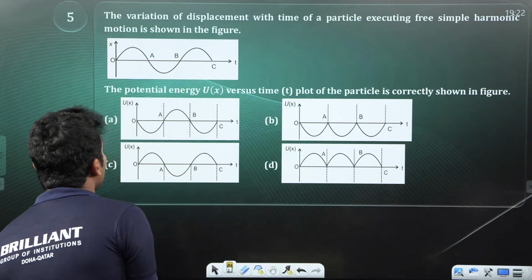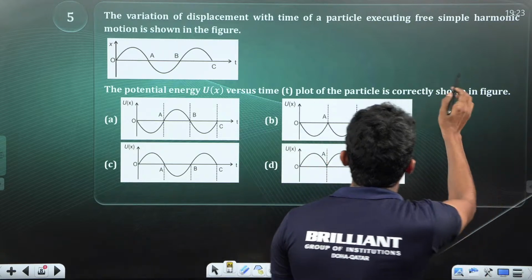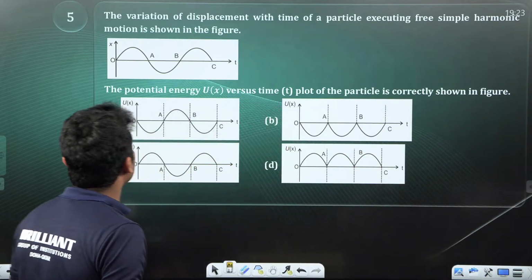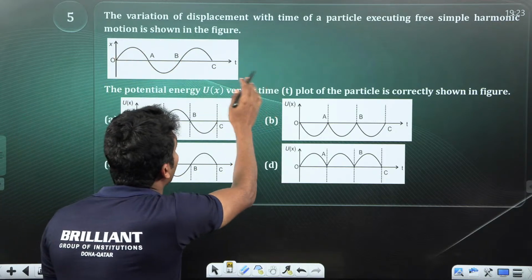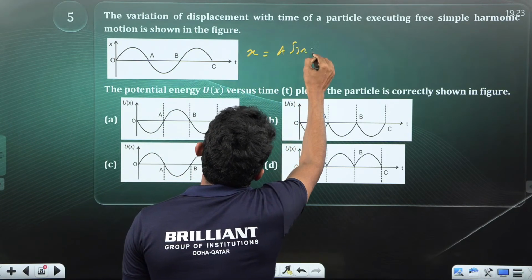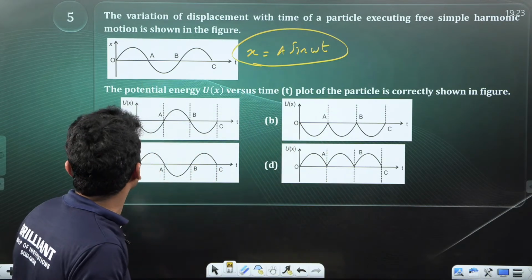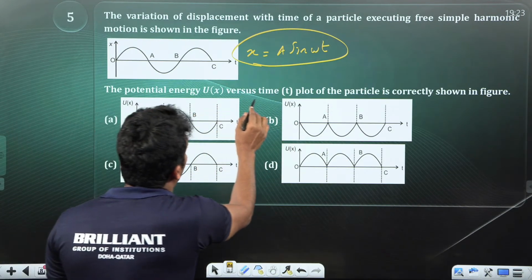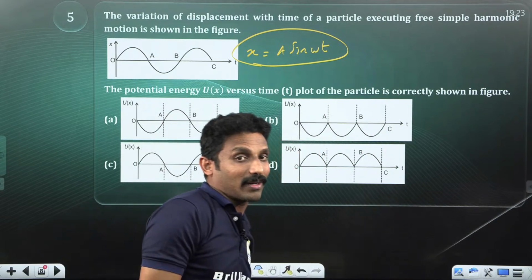See, the variation of displacement with the time of a particle executing free simple harmonic motion is shown in the figure. The variation of displacement is given sinusoidally. Sinusoidally means x can be written as a into sine of omega t. Okay, that graph is given here. And the potential energy versus time plot of the particle is correctly shown in figure dash.